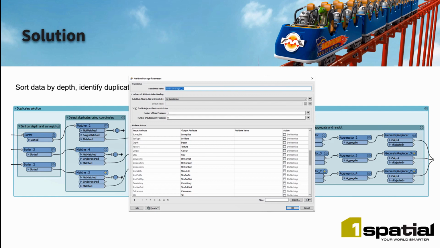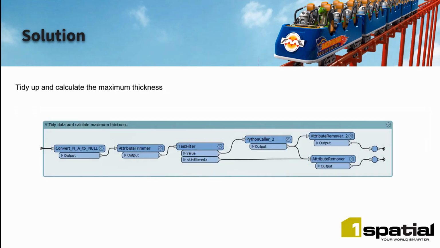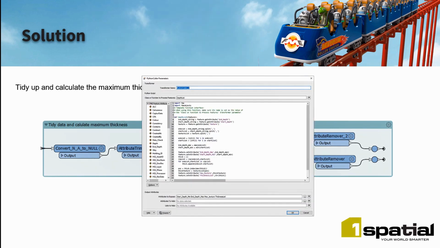and calculate the thickness. Once we had these values, we stored the geometry of the points and then aggregated all points by match ID. This created a list of start and end depths and summed the thickness. We then converted the data back into points using the stored geometry and tidied the data up a bit. The aggregator provides the sum thickness of the duplicates, but we still needed to record the maximum and minimum depths, so we used a little bit of Python here to extract those from the list generated by the aggregator.